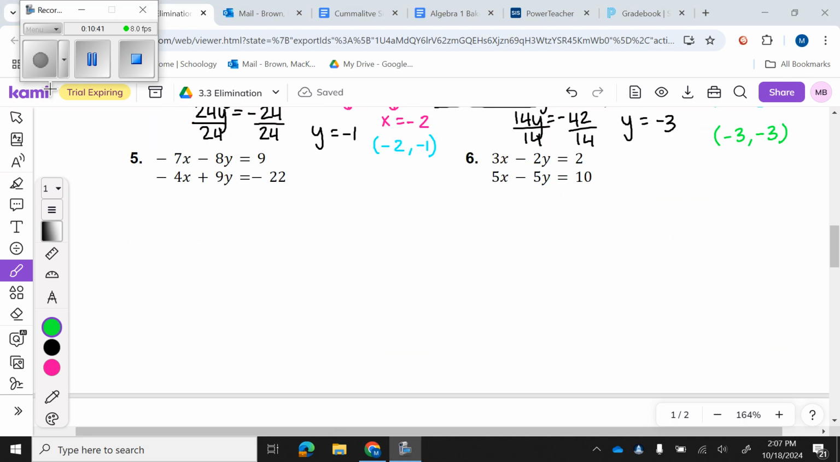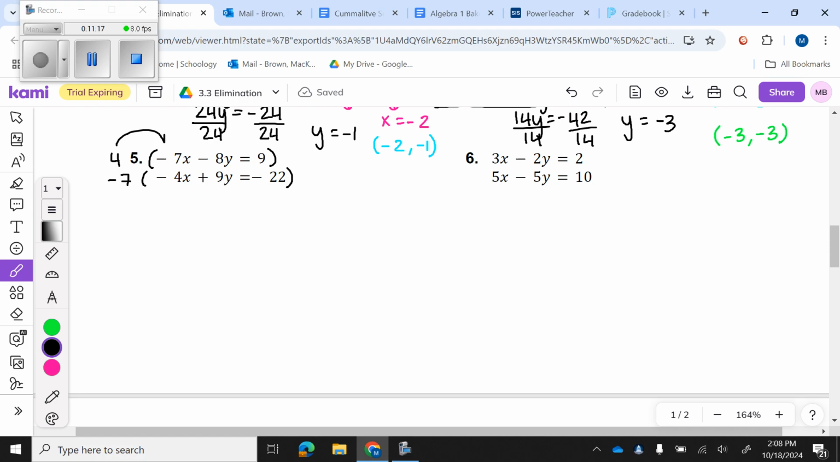All right, on number 5, I'm going to see if anything matches. Right now, I don't have anything that matches. My 7 and my 4 don't match, my 8 and my 9 don't match. So I'm going to force elimination. The easiest way to go about this is to swap your coefficients. If I multiply this top one by 4, that x is going to turn into a 28x. So I need to multiply this bottom one by 7, and now they're both going to be 28. But because they're both negative, I need one to be negative and one to be positive. I'm going to multiply this bottom one by a negative 7.